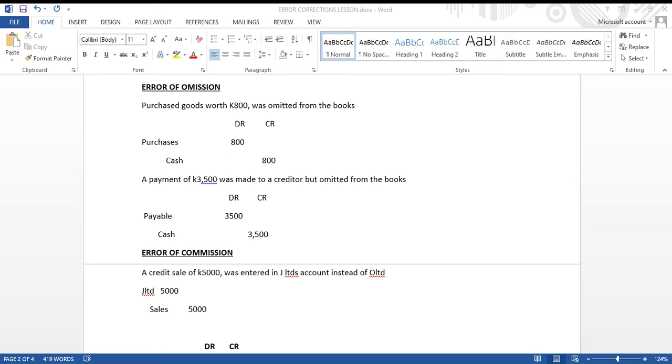The way we can do that is we credit J Limited 5,000 so that this amount is cancelled from its account, and we debit O Limited 5,000. So here, this has been rubbed off J Limited's account and we've taken it to O Limited's account. Are we okay with that?